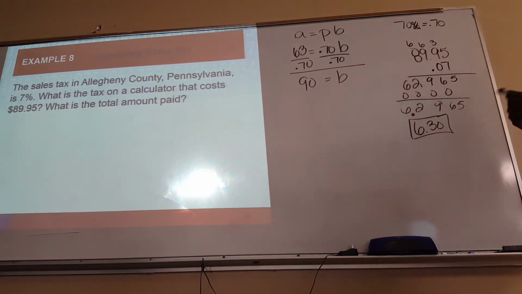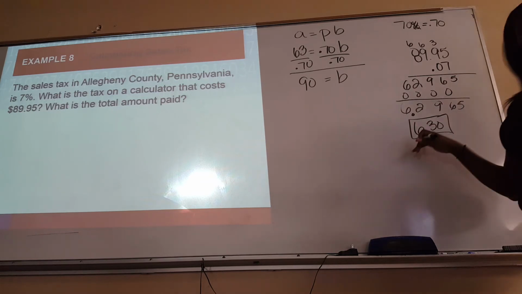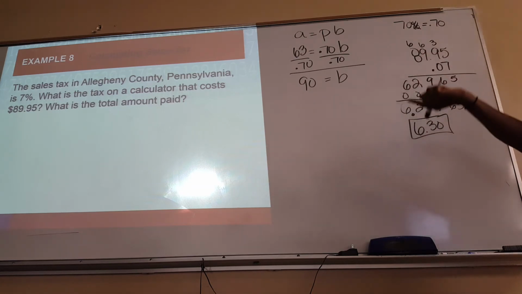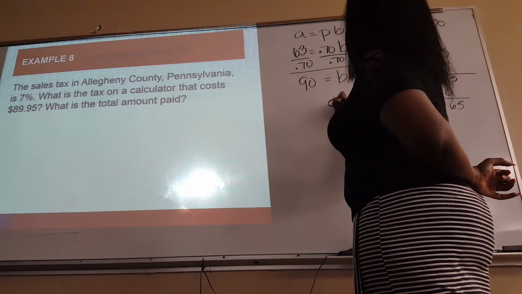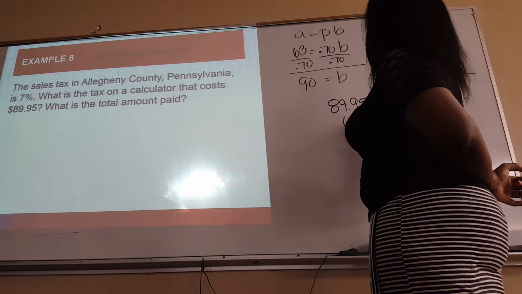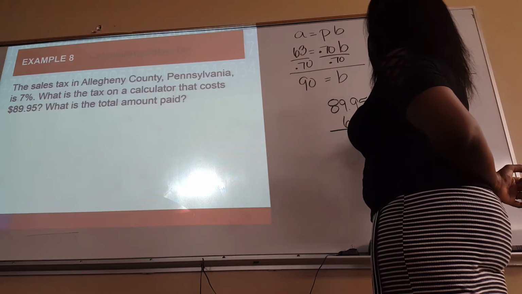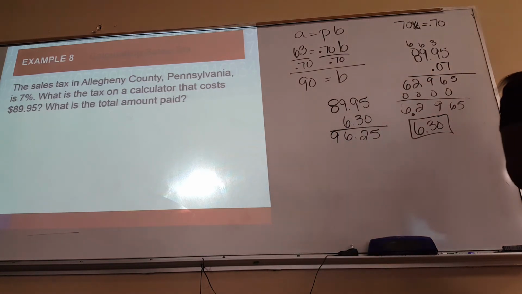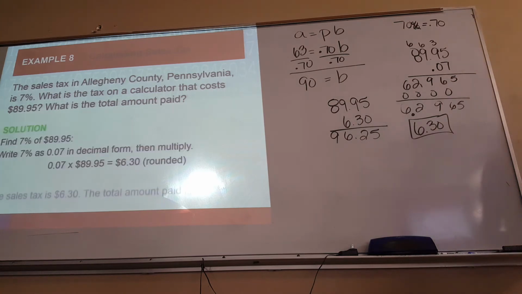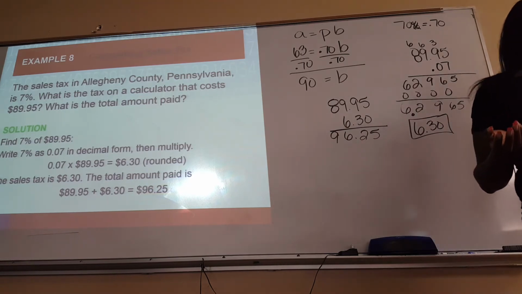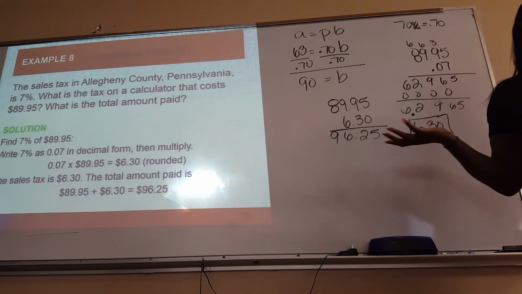The way they're going to ask you this on the homework, it's going to ask you for the sales tax and then ask what is the total amount paid. So now we simply take the $89.95 and add $6.30 on it. So now we have 5, 12, 16, 9. So the total amount spent is $96.25. If you have a calculator, it makes it much easier. But if you don't, as you see, you can still do it by hand. All of them you can do by hand.